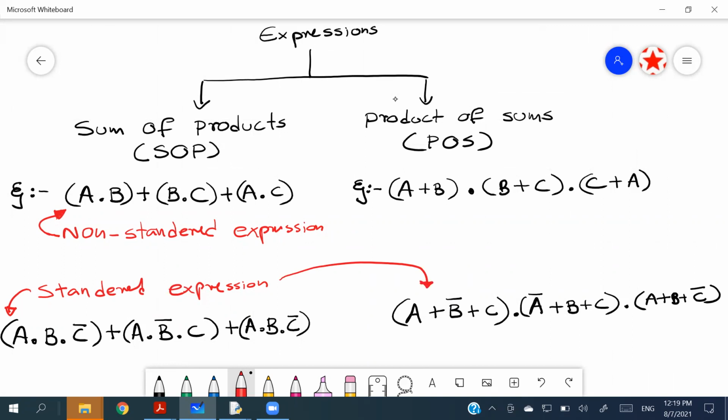Now you can understand, right? So this is a non-standard expression, right? People, I want you to have some bars in your non-standard one.